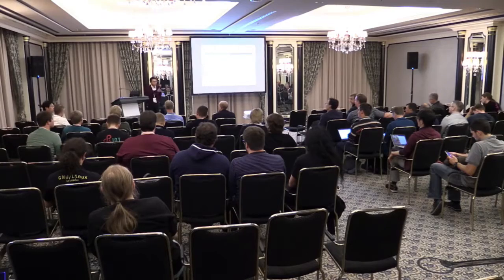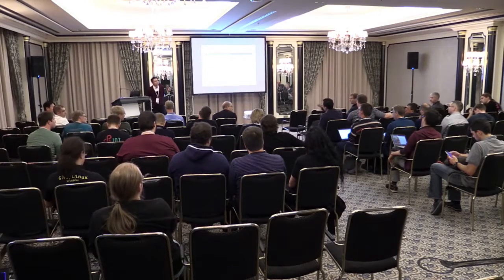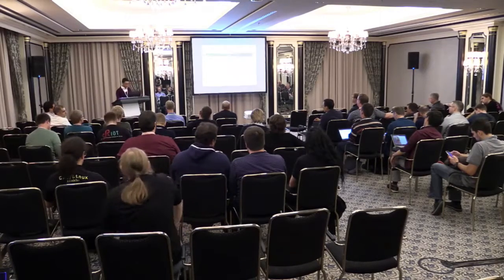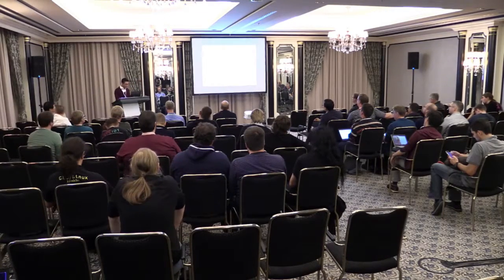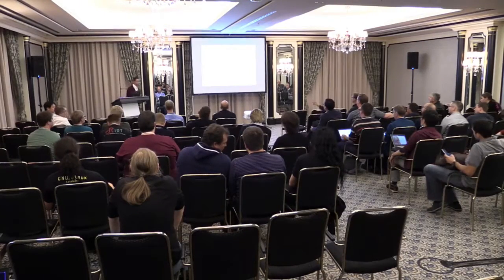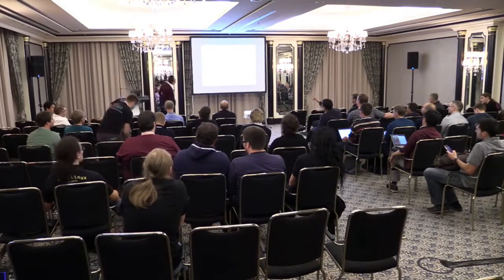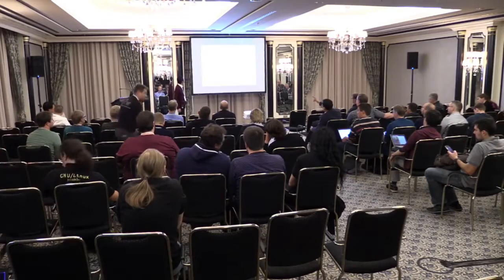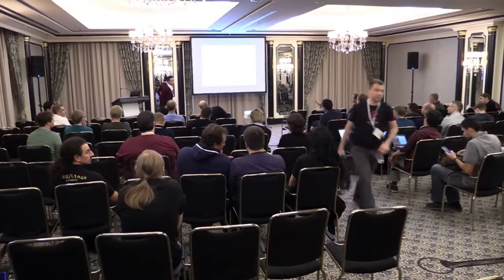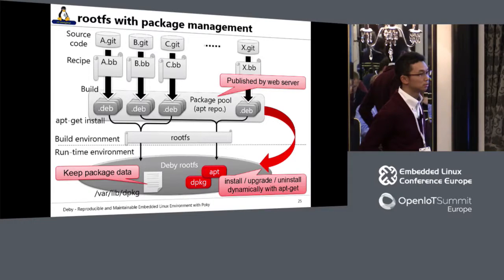Okay, last question. Could you please open the slide with the apt repository? Apt repositories is about the package management. This one. Do I understand correctly? You fetch your upstream sources, Debian sources, then you build the Debian packages, and you put these Debian packages into an apt repository, and then from this apt repository the root FS is generated. Is that correct?